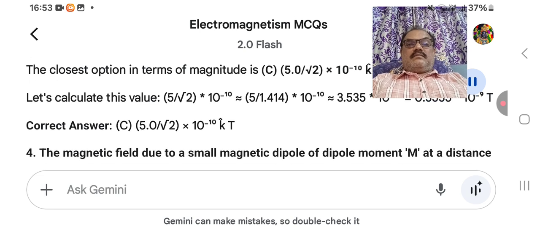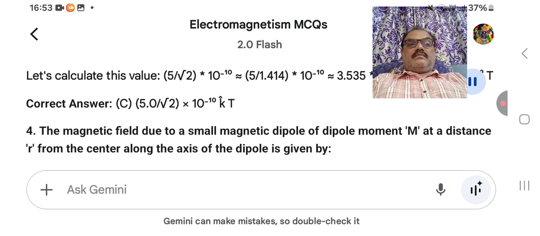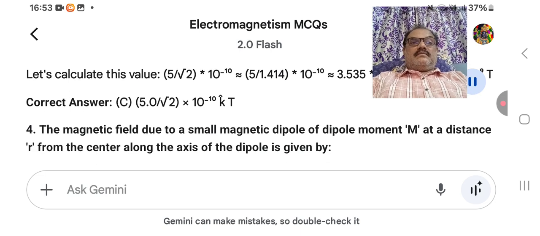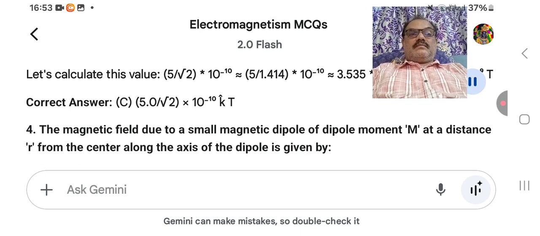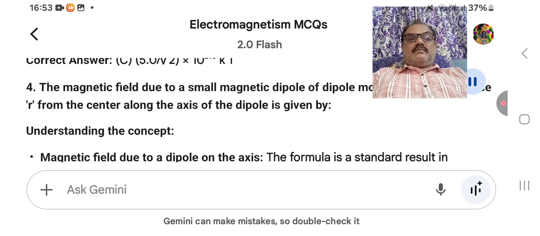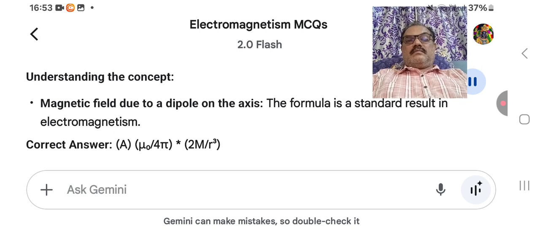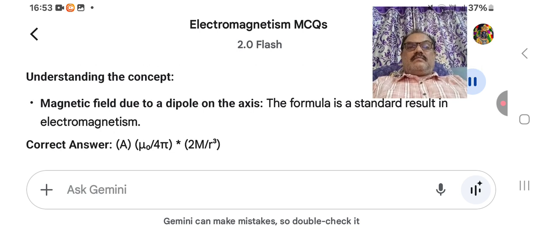4. The magnetic field due to a small magnetic dipole of dipole moment m at a distance r from the center along the axis of the dipole is given by. Understanding the concept. Magnetic field due to a dipole on the axis. The formula is a standard result in electromagnetism. Correct answer A. Mu naught by 4 pi into 2m per r cubed.